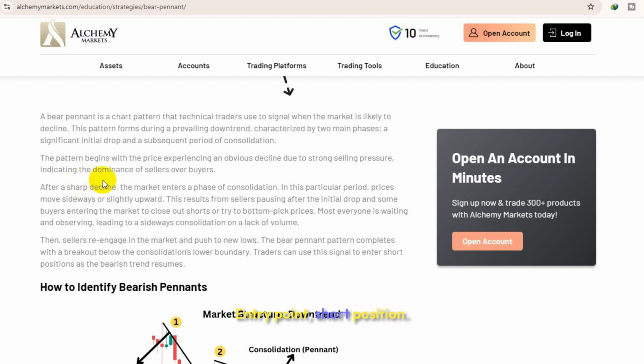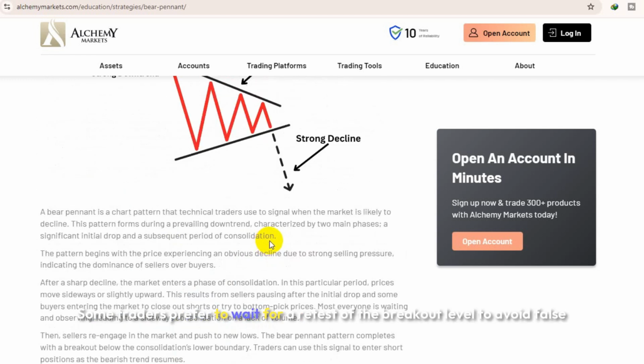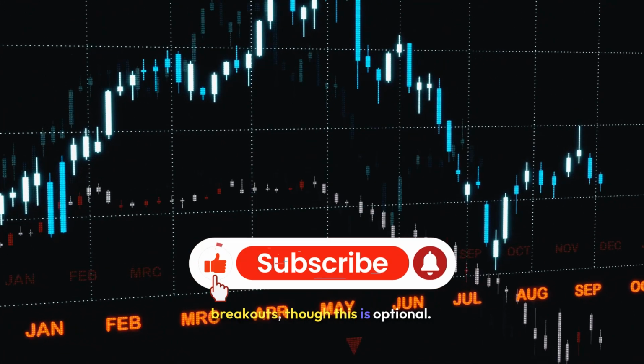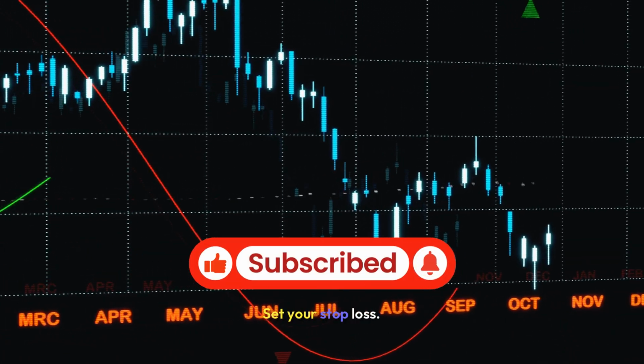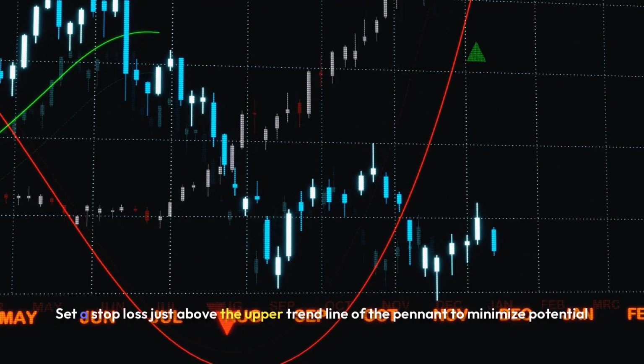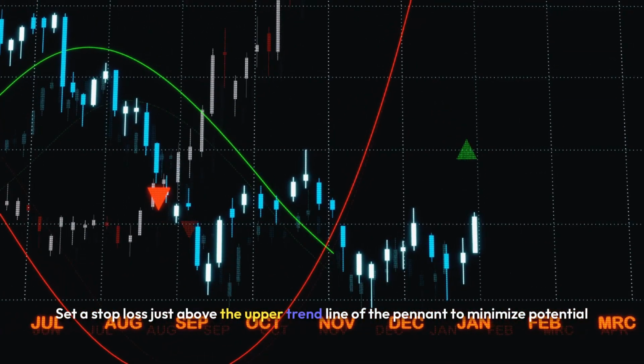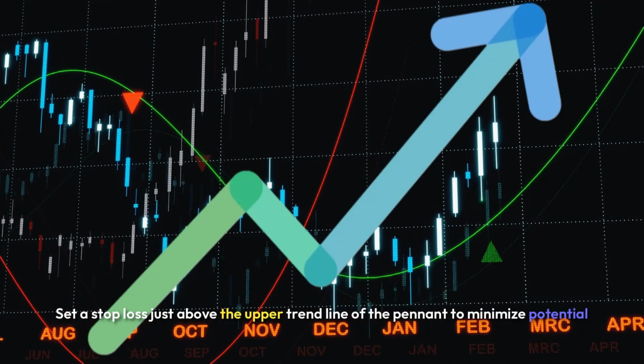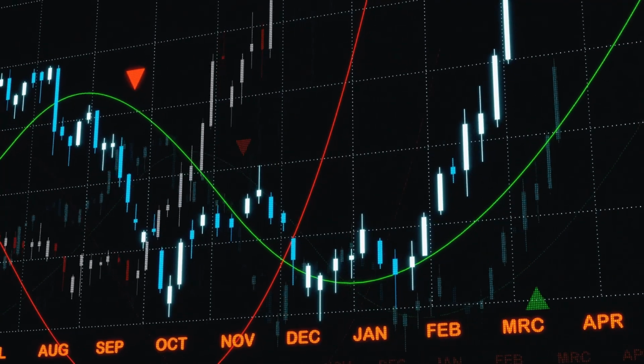Entry point, short position. Enter a short position when the price breaks below the lower trend line of the pennant. Some traders prefer to wait for a retest of the breakout level to avoid false breakouts, though this is optional. Set your stop loss. Set a stop loss just above the upper trend line of the pennant to minimize potential losses if the pattern fails.